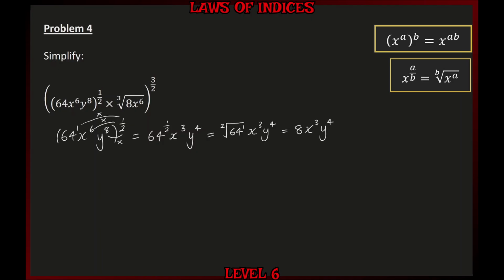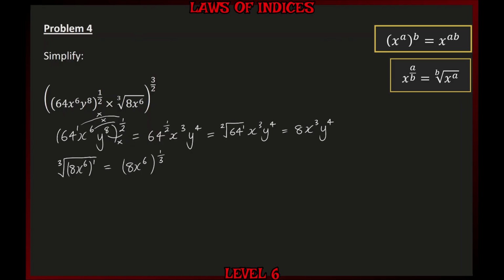Moving on to the next part of that bracket, which is the cube root of 8x to the power of 6, we can once again see that we have a root. And on this 8x to the power of 6, we also have a power of 1. And since we have a power and a root, we can use our fractional power law to rewrite this again. And so the cube root of 8x to the power of 6 to the power of 1 becomes 8x to the power of 6 to the power of 1 over 3.